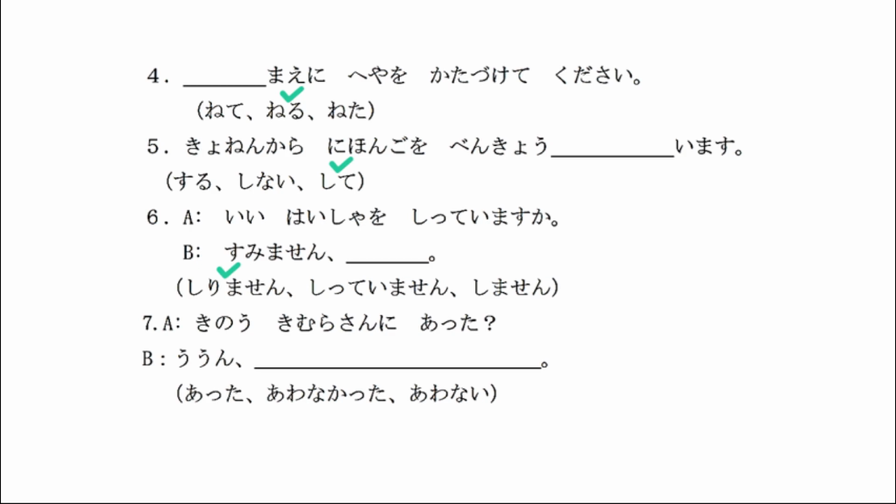Let us see the seventh sentence. From the options, you can make out that the verb is aimasu, which means to meet. And atta means met. Since B is responding with a plain form of iie, which means no, we have to use the past negative of aimasu. Since the plain form of aimasen deshita is awanakatta, the correct option will be awanakatta.